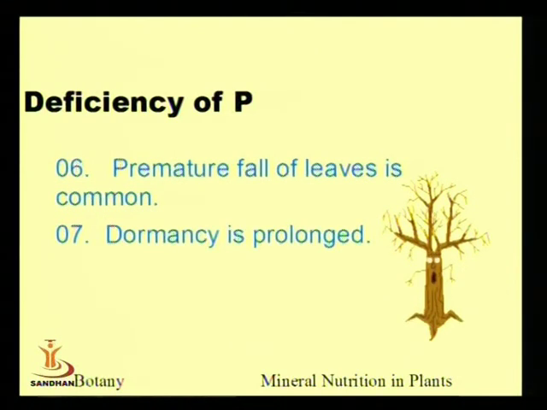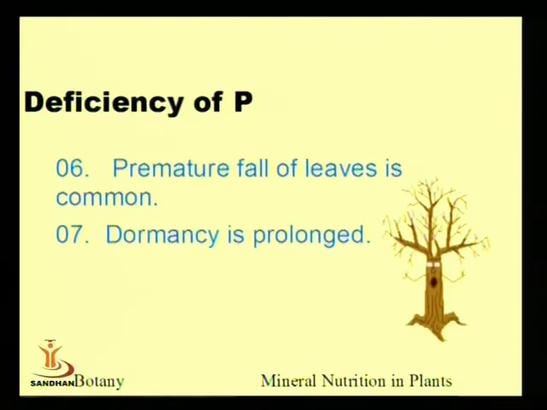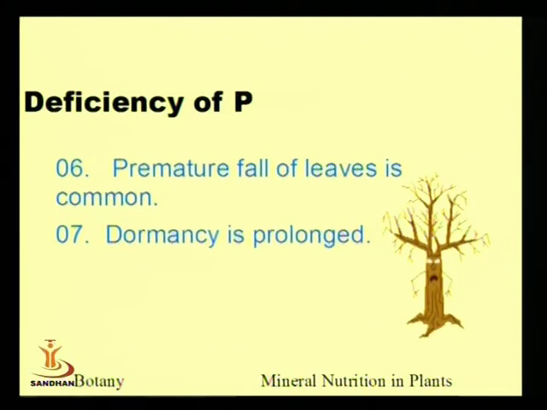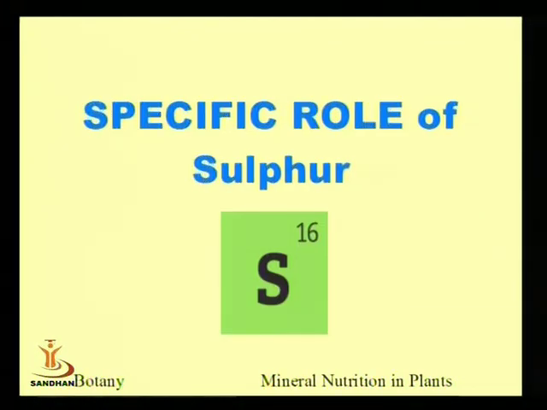Leaf fall is very common in case of phosphorus deficiency, and dormancy will be prolonged. So dormancy breaking will not be there. The next important one is sulfur, and sulfur is known to you by the taste.